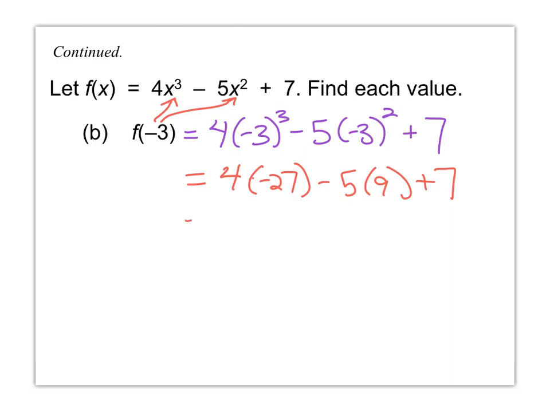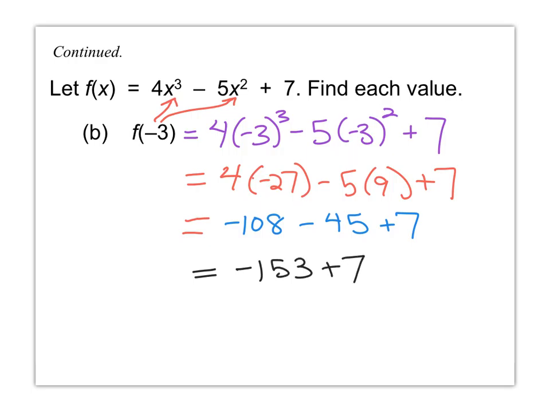And now the next step in the order of operations is to multiply 4 times -27 to get -108, 5 times 9 to get minus 45, and then plus 7. And then finally the addition and subtraction, you go from left to right to get negative 153 plus 7, and then our final answer is negative 146.